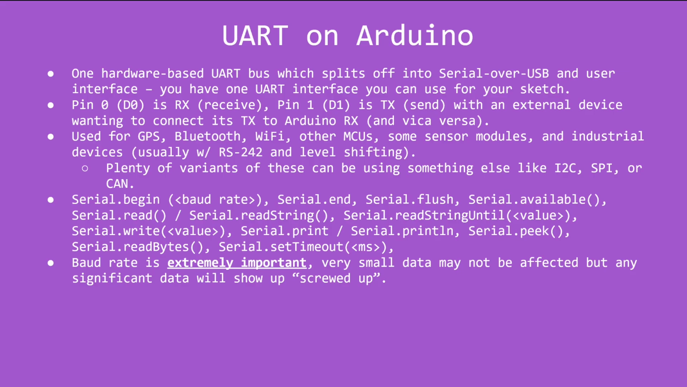Some basic commands: you've got to get the connection started. It uses the Serial library, which we've already been using for print and println, and again, the serial monitor. You have to begin. If you want to end, you end. You can flush. You can also check if there's available data on the line, read strings, and a bunch of other things here. Some interesting things like Serial.peek will read the next value, but it won't officially read it. It'll tell you what the next value is, but it still keeps it ready and available. You can also set timeouts and some other stuff.